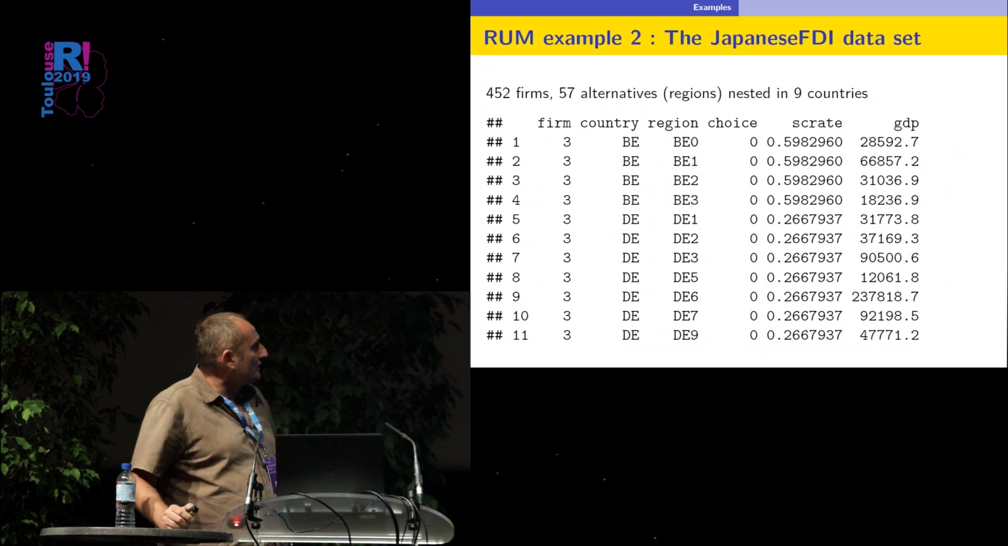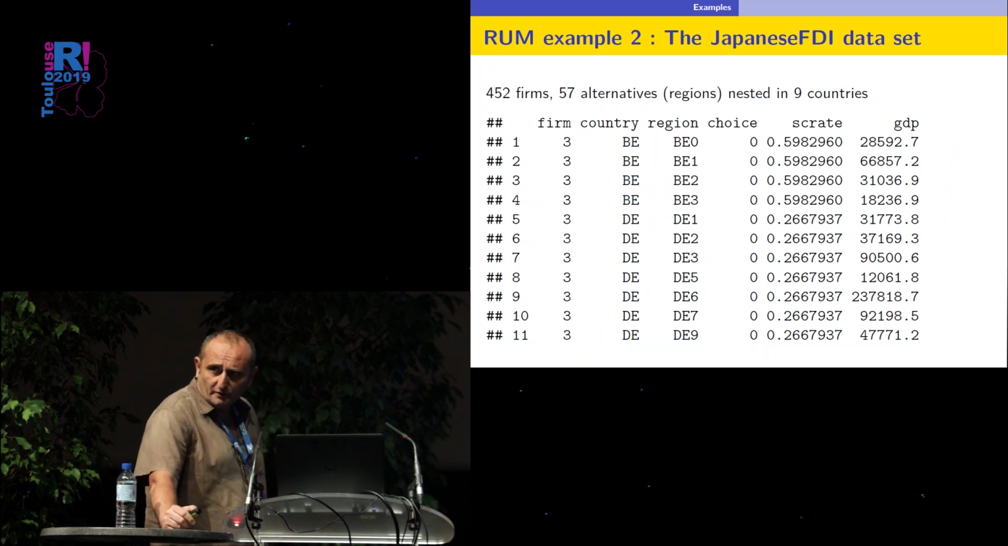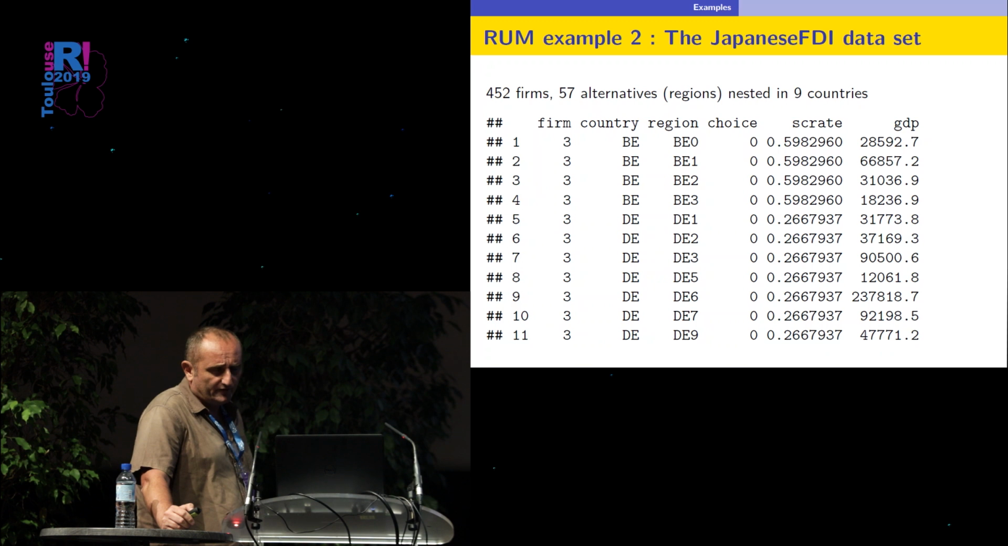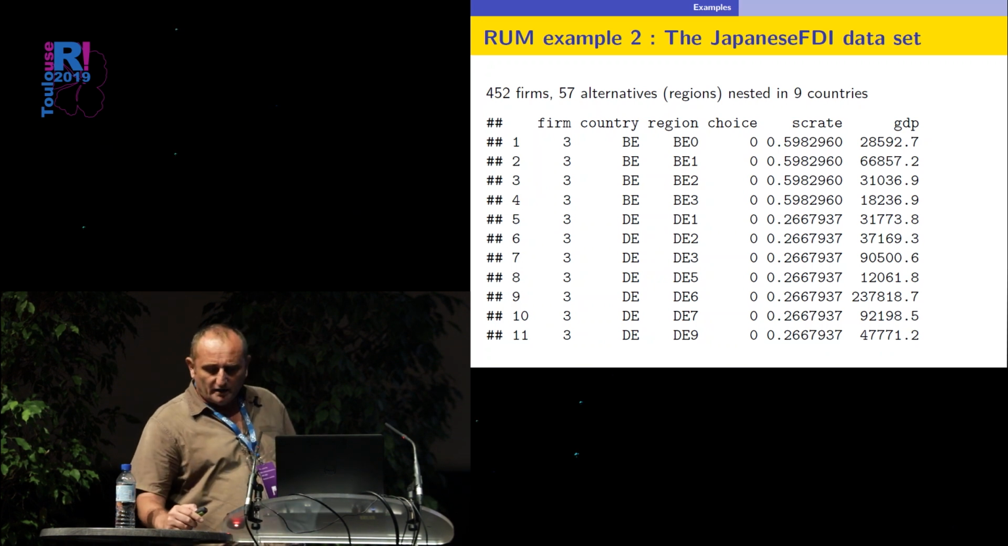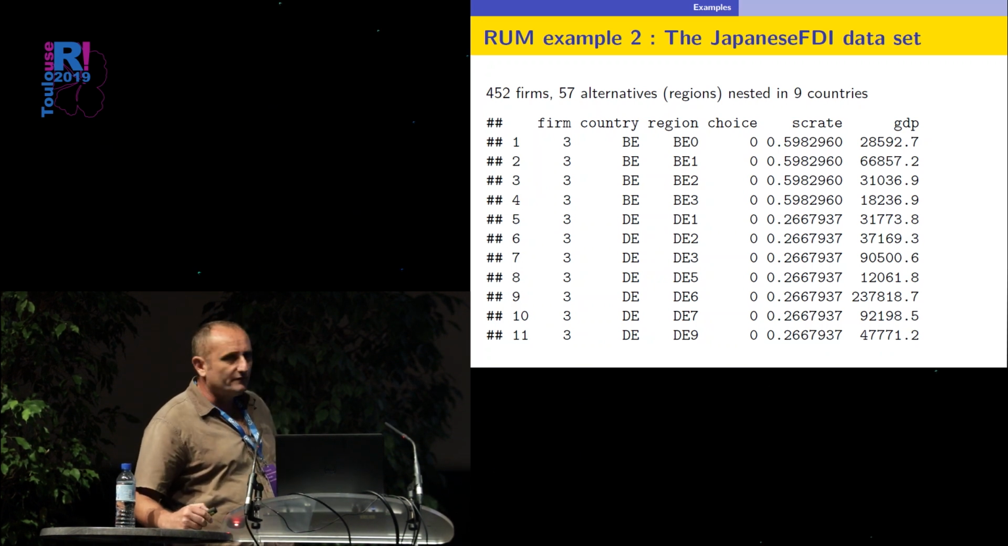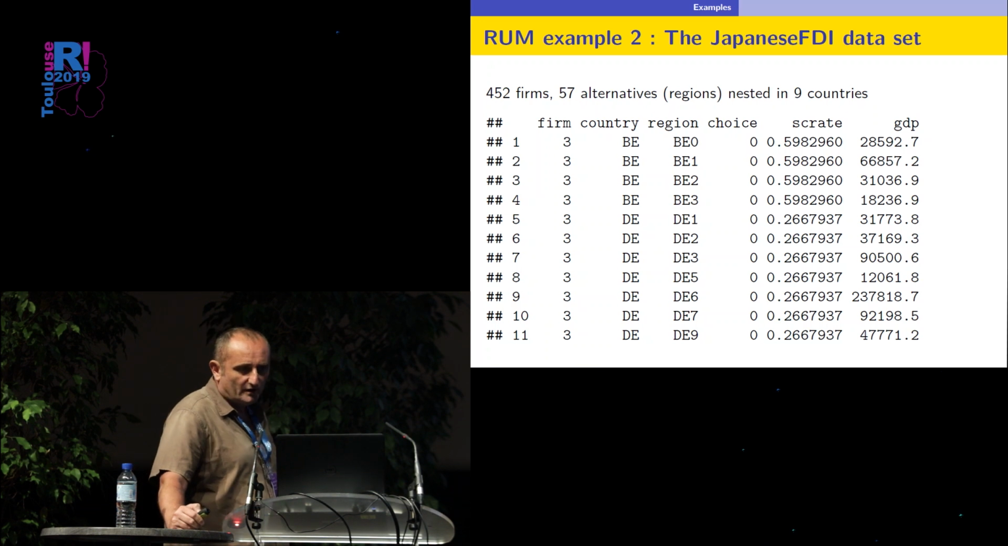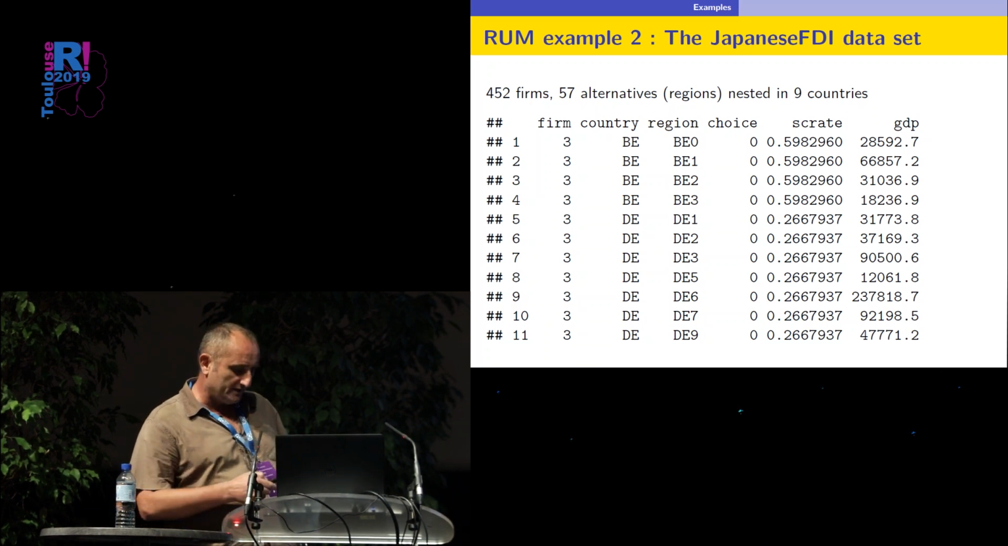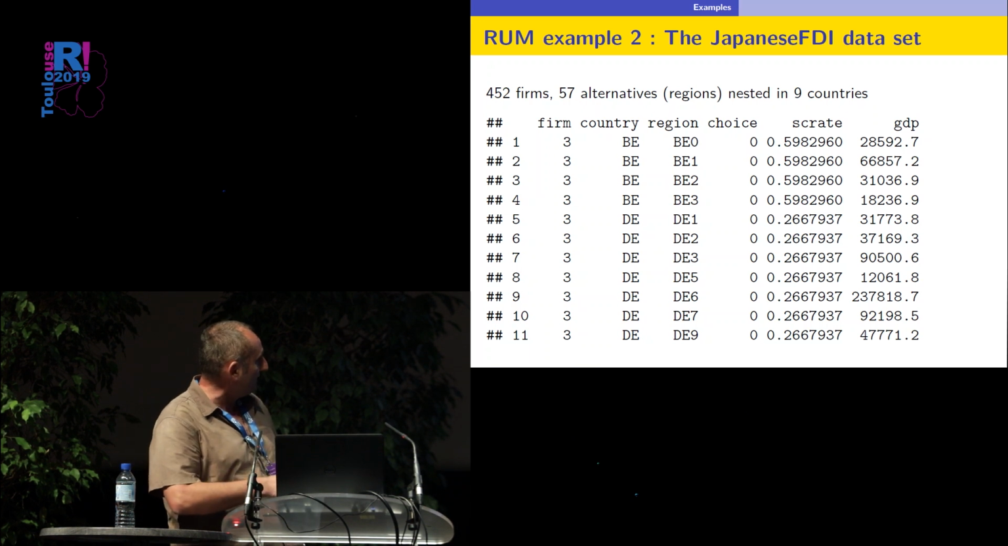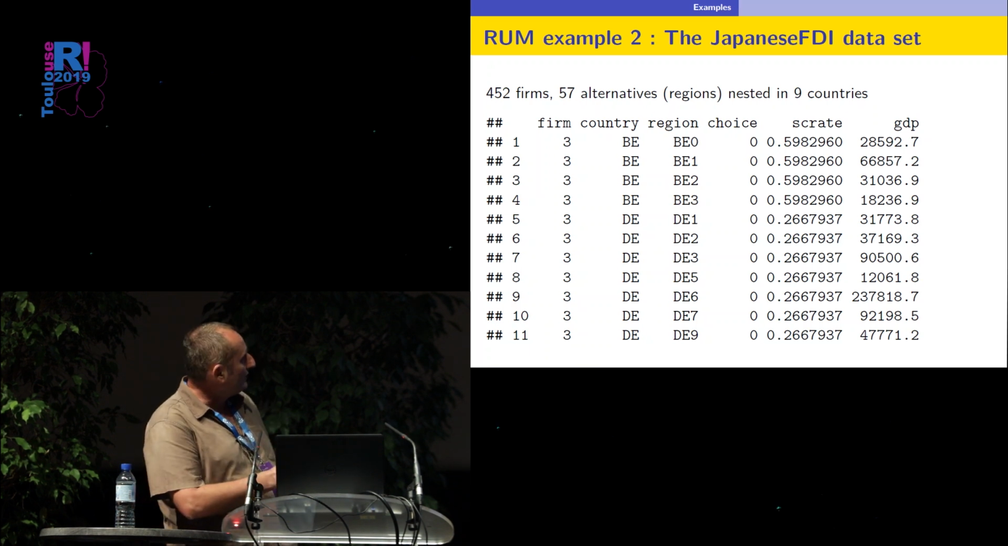The last example is also a discrete choice model example. It's called the Japanese FDI dataset. It deals with Japanese firms who implement a production unit in a European region. So this time the first index is the firm here. The second index is the region. That's the alternative. And this time you have a nesting variable for the alternative because every region belongs to a country.